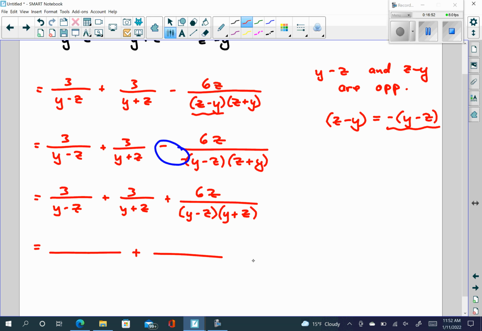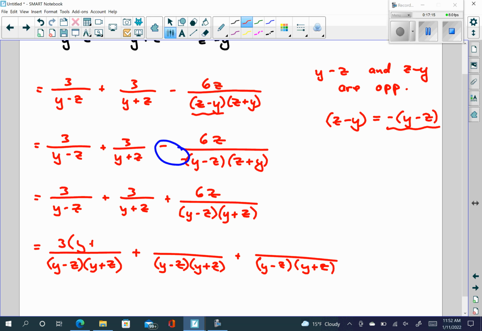So I'm going to make 3 blank fractions in this case. All of them are going to have the LCD of y minus z, y plus z. Then we'll adjust our numerators. So this 3 already had the y minus z. We need to multiply it by the y plus z. The second fraction already had the y plus z, so we need to take that 3 and multiply it by y minus z. And the 6z already had both factors in its denominator, so we don't have to do anything to it.